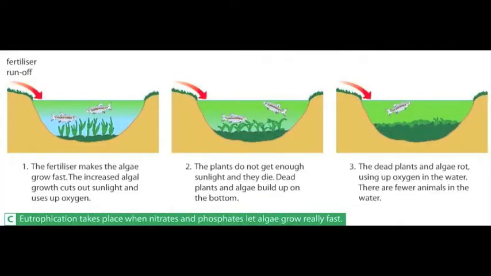Eutrophication takes place when nitrates and phosphates let algae grow really fast. The fertilizer makes the algae grow fast. The increased algae growth cuts out sunlight and uses up oxygen. The plants do not get enough sunlight and they die. Dead plants and algae build up on the bottom. The dead plants and algae rot, using up oxygen in the water. There are fewer animals in the water.